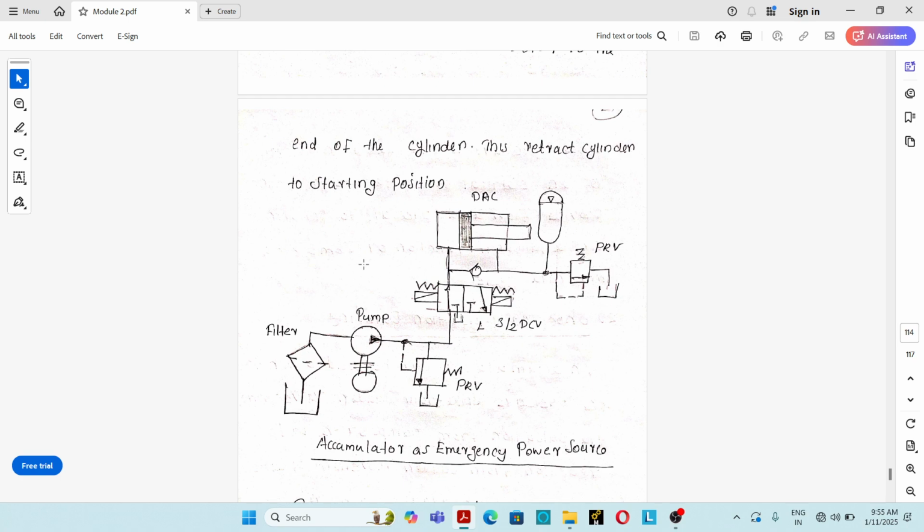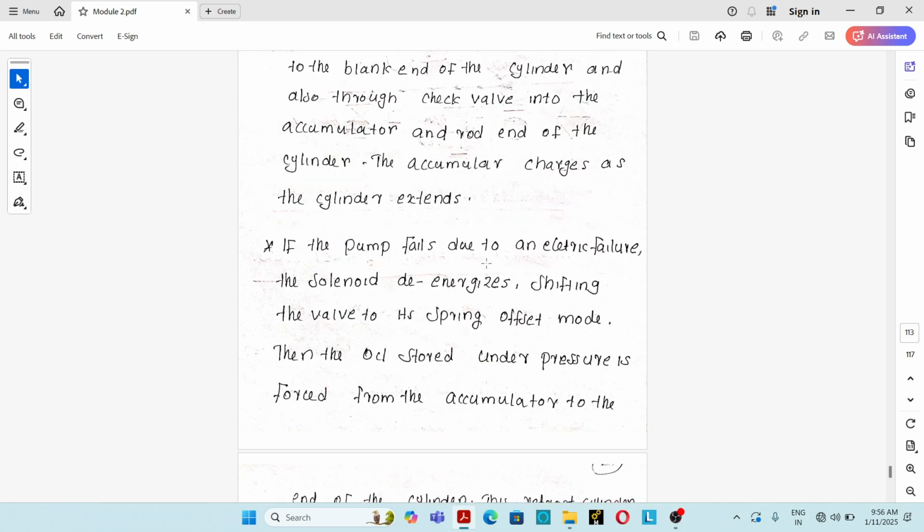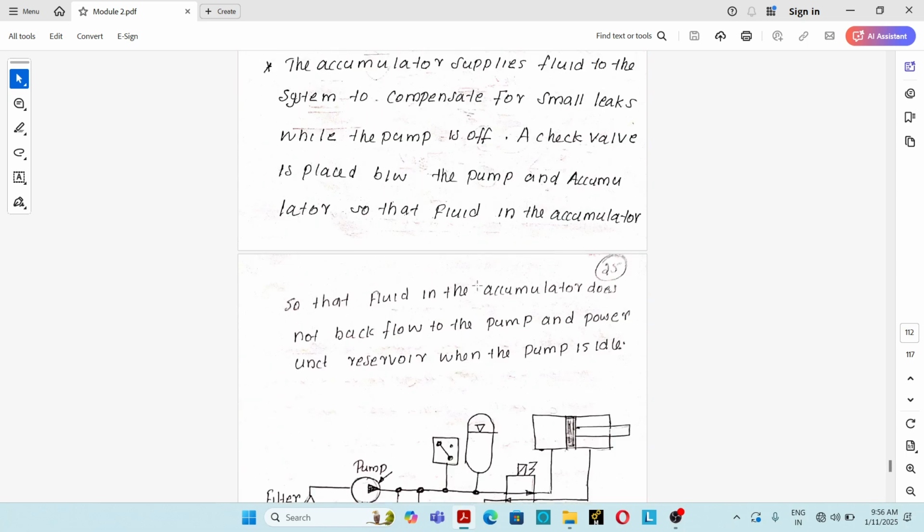If a sudden power failure occurs and there is no power for retracting the hydraulic cylinder back to the original position, the accumulator will supply the energy. The accumulator will supply the hydraulic oil to the cylinder and the cylinder returns to the previous position. So in this way, the accumulator acts as an emergency power source to return the hydraulic actuator to the initial position whenever the primary power source fails. So these are the main functions of a hydraulic accumulator in a hydraulic circuit.